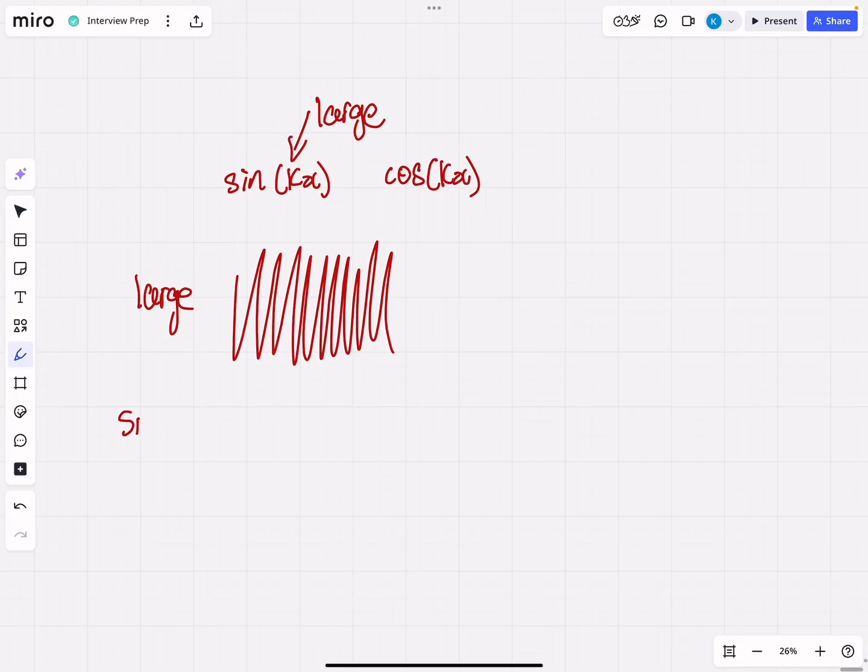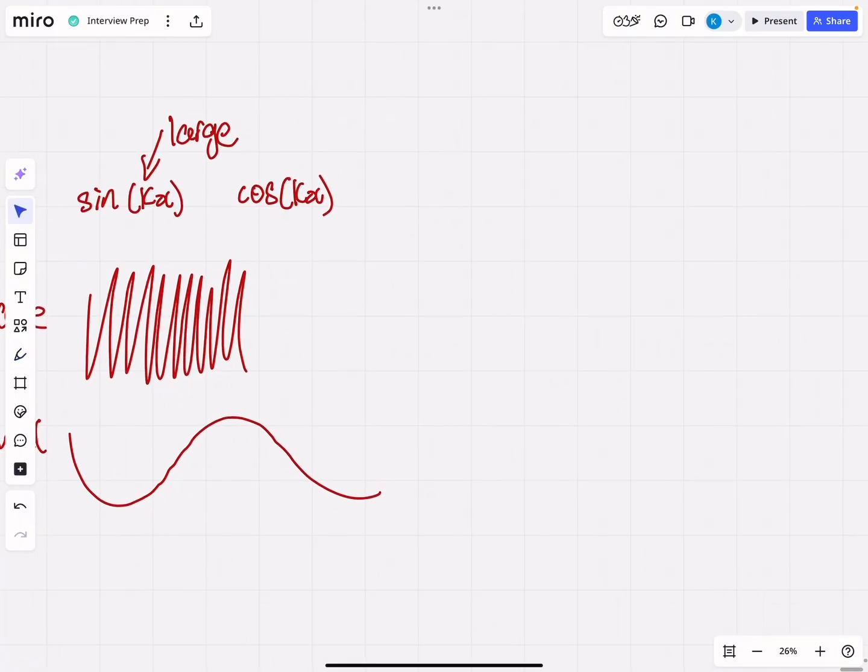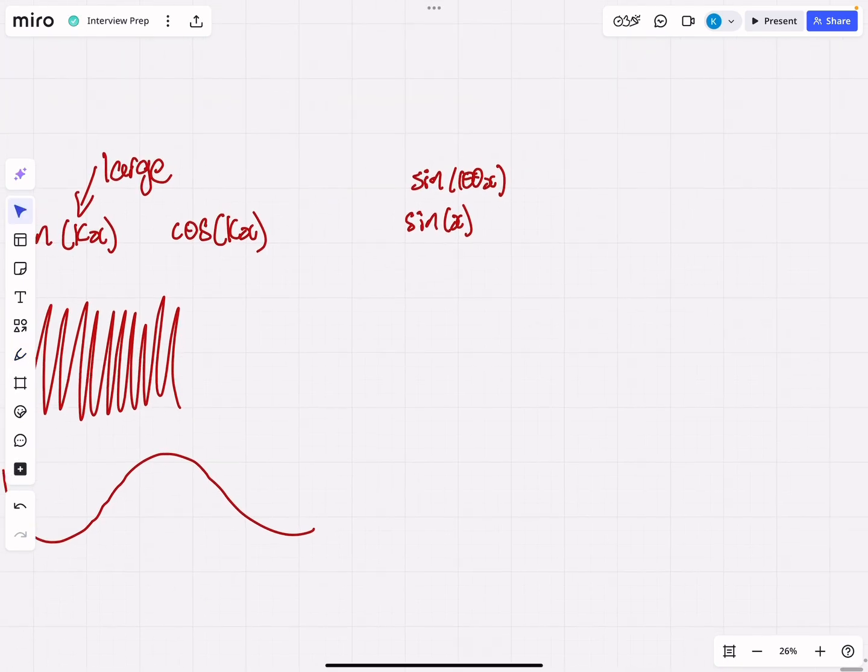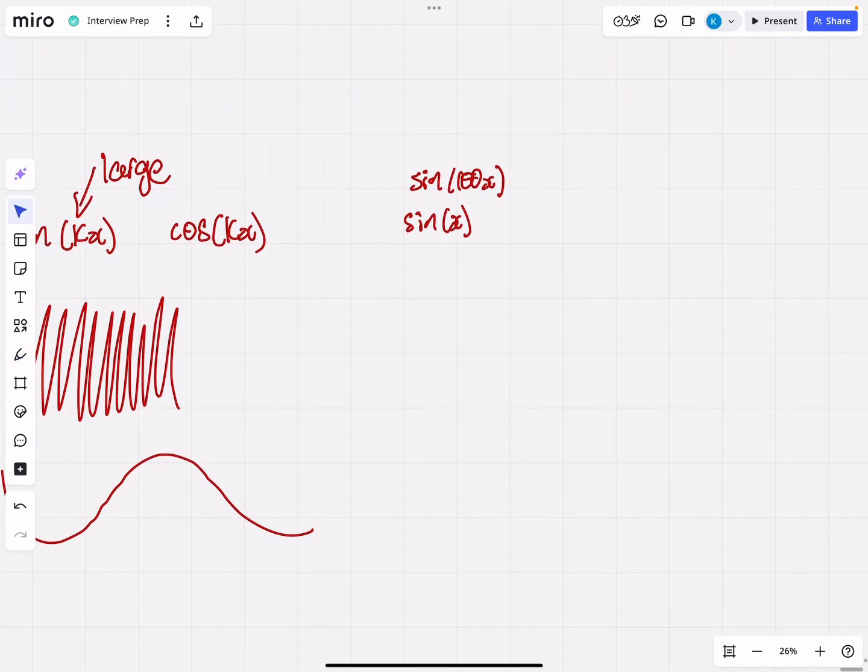But when k is small, we have a longer period, right? Now, why is that? Well, that's because when k is large, so for example, if we have sine of 100x versus sine of x, and let's say I'm looking between the range of 0 to 2 pi, right?